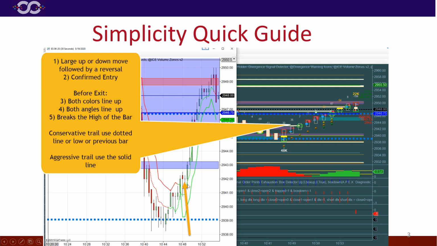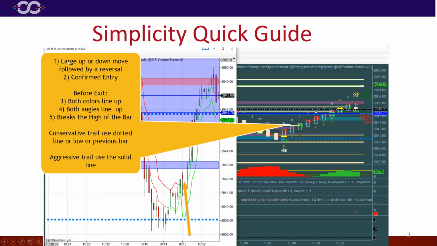Now you can trail it conservatively using the low of the bar or the dotted line, or aggressively, meaning giving it more room, meaning the solid line. In this case, it would have been about the same difference, but you would have got a few more points if you use the dotted line. Sometimes you get stopped out sooner if you use the dotted line.